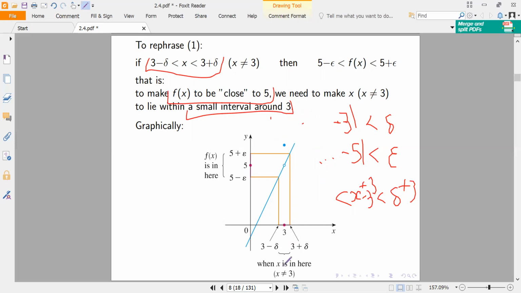So basically we are saying that if x is around 3, meaning it's within the boundary of 3 plus delta and 3 minus delta, then f of x will be around 5, within a distance of 5 plus epsilon and 5 minus epsilon. Remember f of x is y on the straight line. So for f of x to be closer to 5, we need x to be closer to 3. When we make this interval smaller and smaller, the interval around 5 gets smaller as well. I hope that part is clear.